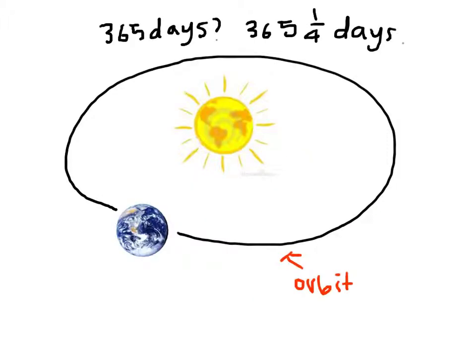Revolution is something different from rotation. It is when one object goes around another object. In this case, the Earth goes around the Sun. It takes about 365 days for Earth to take one path around the Sun, but actually it's slightly more than that, about 365 and a quarter days. That is why every fourth year is counted as 366 days. There's a special name for the path that Earth takes to go around the Sun, which is called orbit.